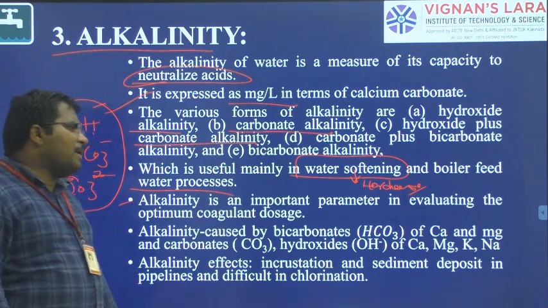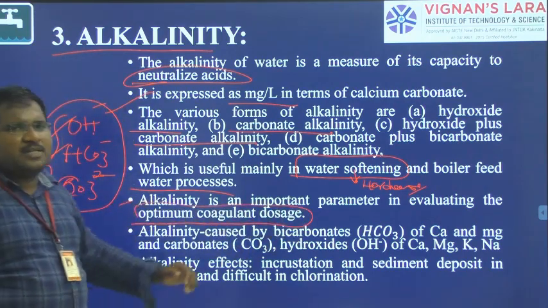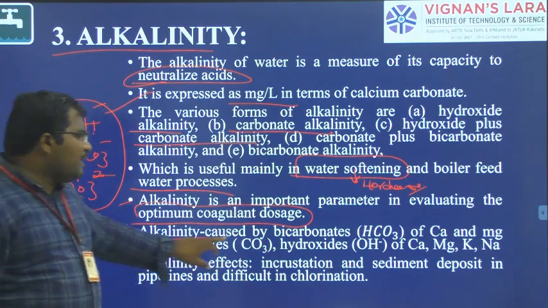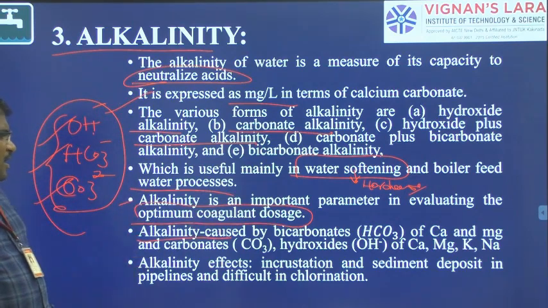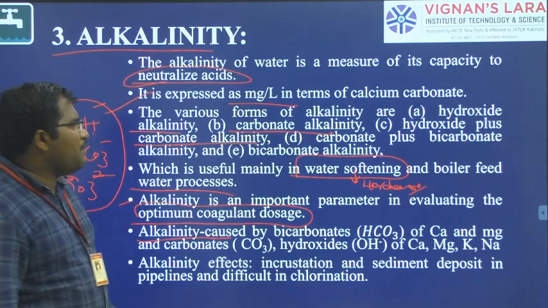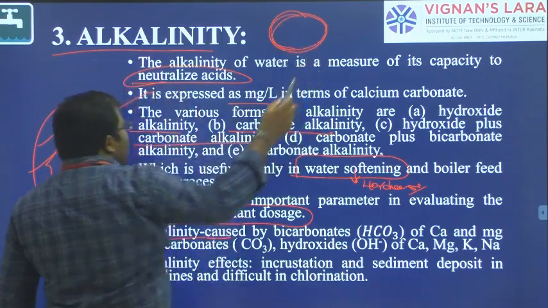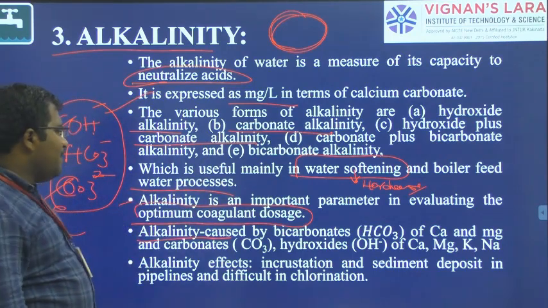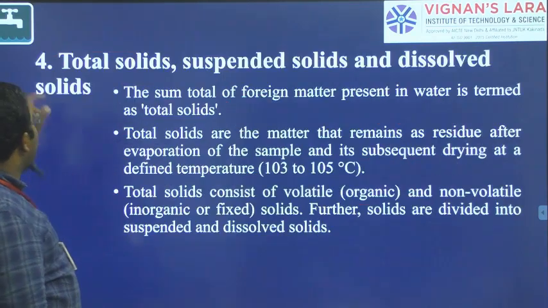Alkalinity is an important parameter in evaluating the optimum coagulant dose in the coagulation process. That we will discuss in the next unit. Alkalinity is caused by bicarbonates, carbonates and hydroxides. Alkalinity affects incrustation. Incrustation of pipe means scale formation inside the pipe, thereby reducing the size of the pipe. Next, sediment deposits in the pipeline and difficulty in chlorination, that means in disinfection.